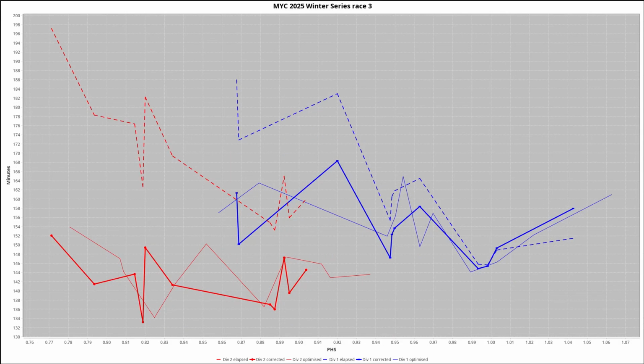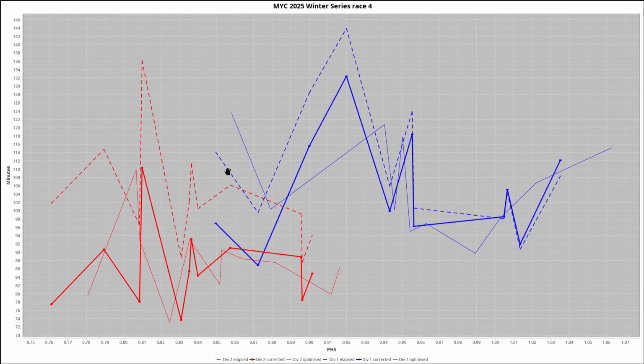That's quite nice for a race 3 again. It was another bit of a driftathon. At least the slope's right, and the corrected time is level. The slope is correct, and the corrected time's a bit more level, although the faster boats were probably biased a little bit.